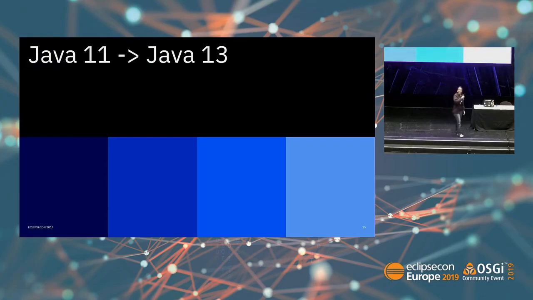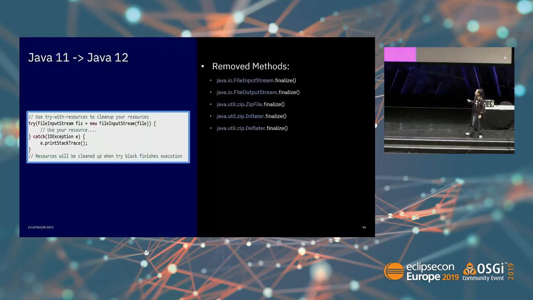All right, so I said go to Java 11, but I also wanted to cover 12 and 13. So in 12, we saw that a lot of the finalize methods got removed. So in ZipFile, FileInputStream, FileOutputStream, and so on and so forth. If you're using any of this, try with resources to clean up your resources, because it's a really nice, concise way to define your resources, and as soon as that try block is done executing, then your resources are already cleaned up, and it looks really nice when you're actually writing code.